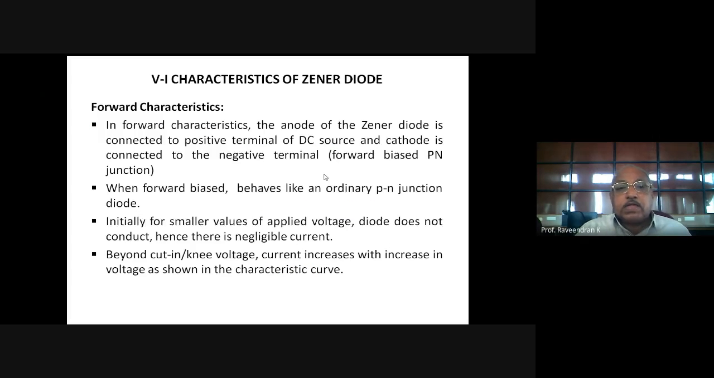Okay. Now, what is the VI characteristic of a Zener diode? Just like the ordinary PN junction diode, we have a forward characteristic and a reverse characteristic. The forward characteristic of the Zener diode has no direct implications for any practical applications, because it is very similar to a PN junction diode characteristic. The forward characteristic of a Zener diode is very similar to that of a PN junction forward characteristic.